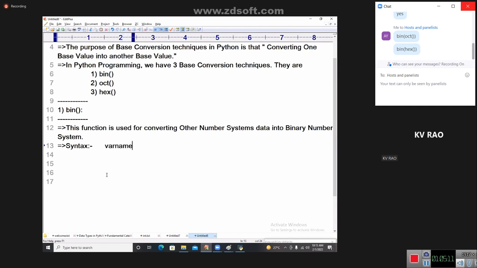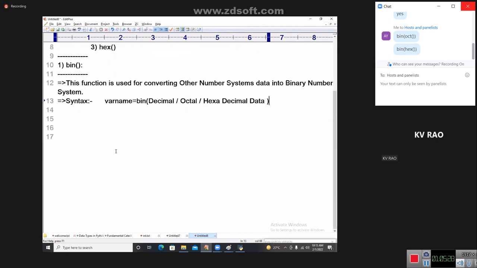What is it now? Variable name is equal to bin of, and I must pass decimal, octal, or hexadecimal data. The bin function will take decimal data, octal data, or hexadecimal data, one at a time. Don't ask me, sir, can I pass both of them at a time? That is not a correct question. So for bin of, pass decimal data, or octal data, or hexadecimal data. Sir, immediately an example.